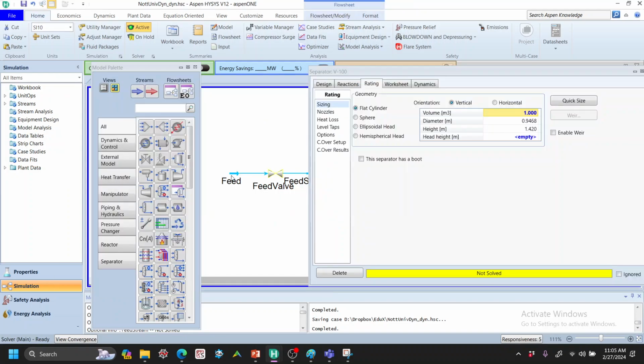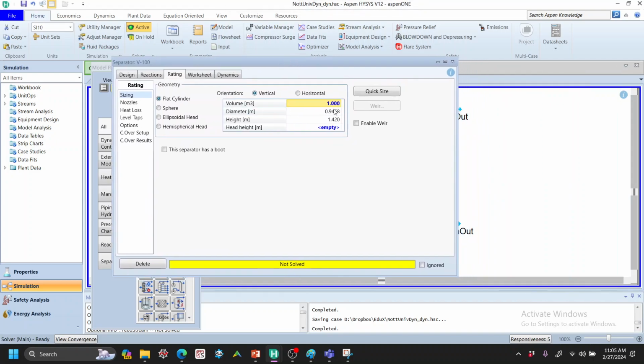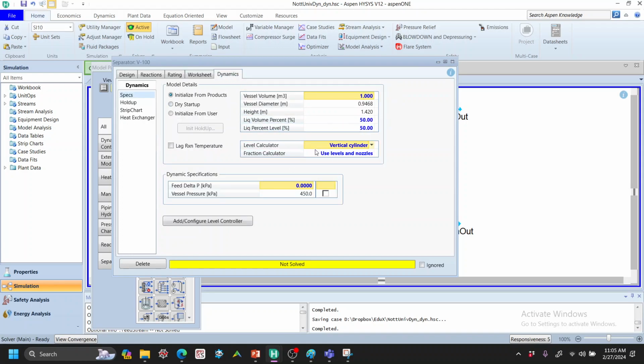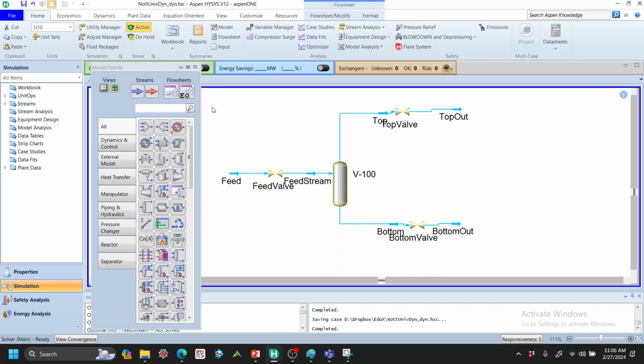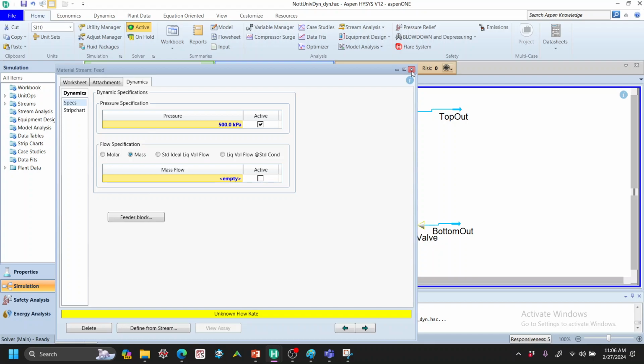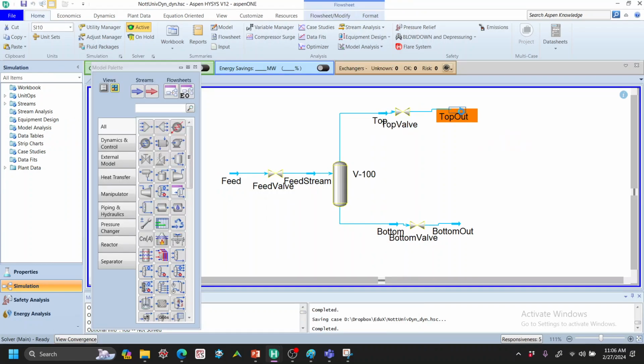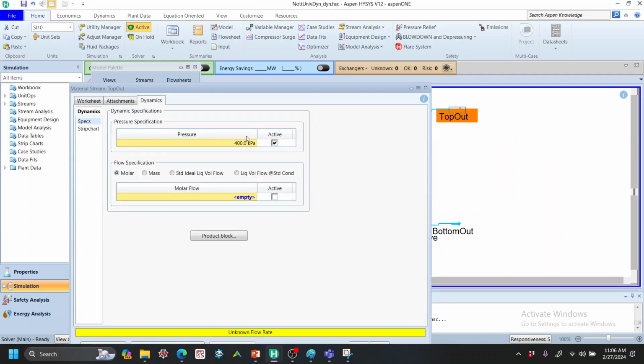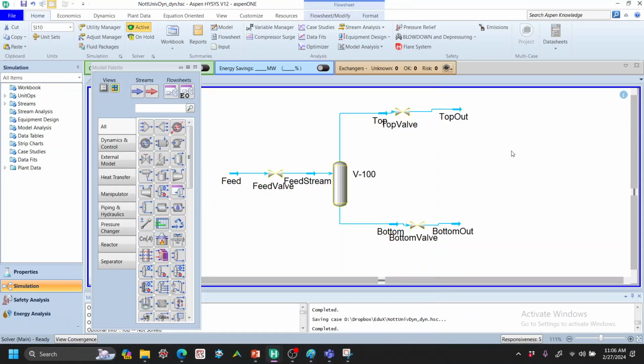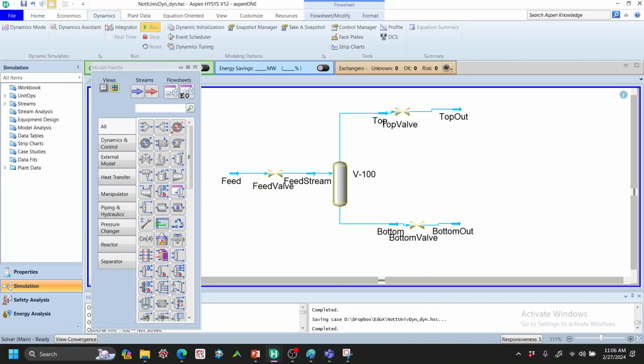And then the vessel. We have the sizing already, so that's good. Dynamic is we initialize from the products, we have the steady state, that one. So now we want to change it. Up until this point, any questions so far? So we have specified the sizes of the equipment, all of these four, right? And then we have specified the pressure specification here. We tick this and deactivate the flow specification. The same goes with the outlet stream. We activate this as well. And then we go to dynamic.